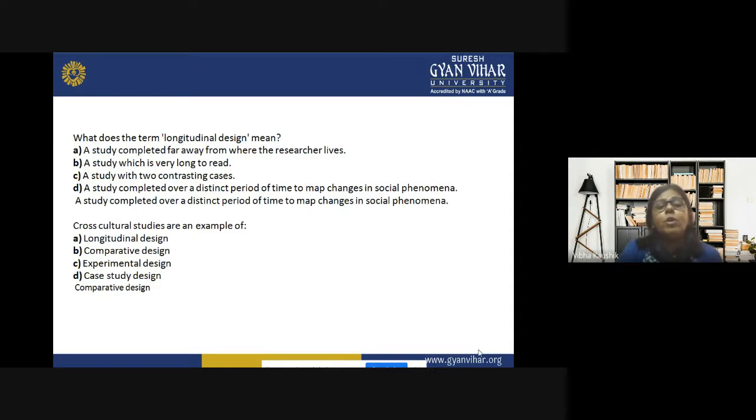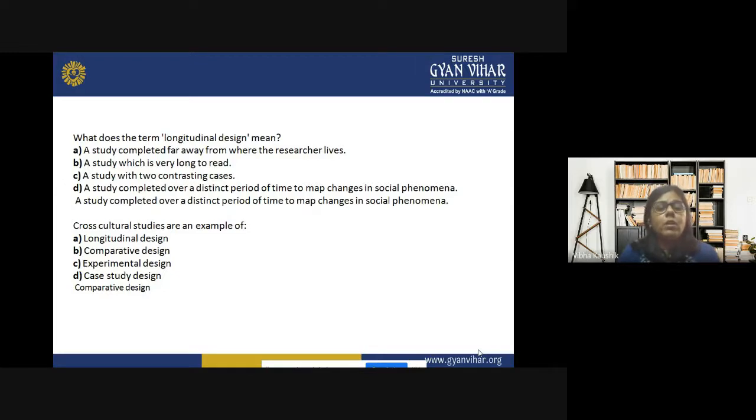What does the term longitudinal design mean? Now the options are: A, a study completed far away from where the researcher lives. Option B, a study which is very long to read. C, a study with two contrasting cases. Or D, a study completed over a distinct period of time to map changes in social phenomena. So the correct answer is option D, that is a study completed over a distinct period of time to map changes in social phenomena.